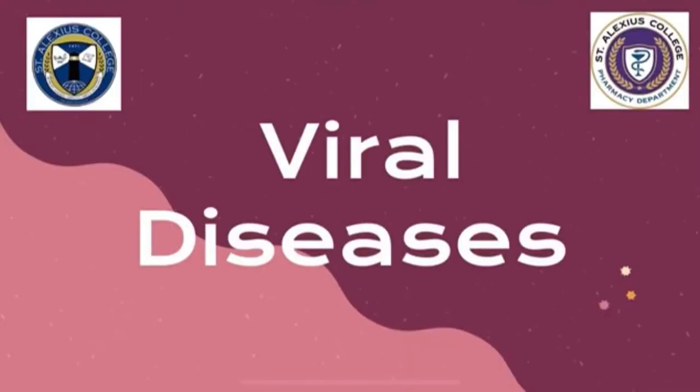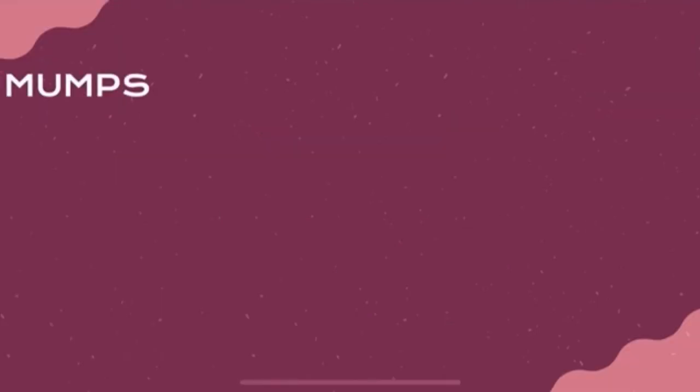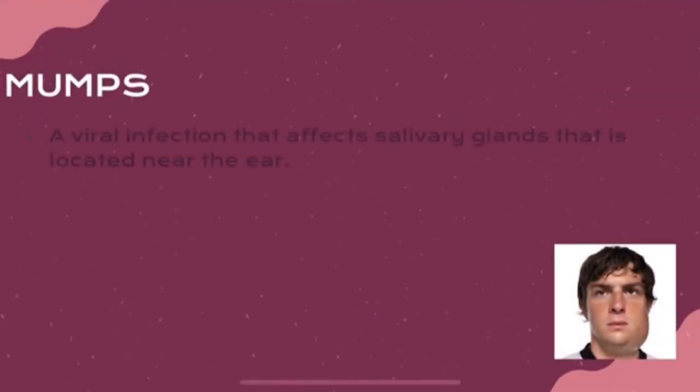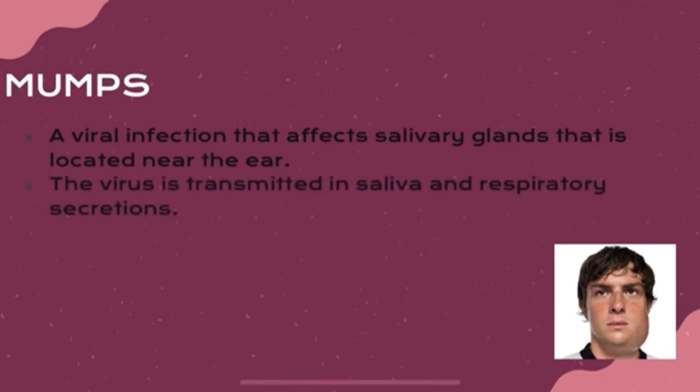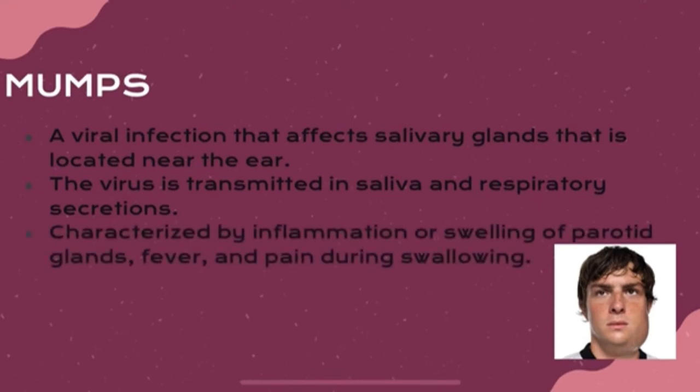Viral disease of the digestive system. Mumps. A viral infection that affects the salivary glands located near the ears. The virus is transmitted in saliva and respiratory secretions. The portal of entry of mumps is the respiratory tract. It is characterized by inflammation or swelling of the parotid glands, fever, and pain during swallowing.